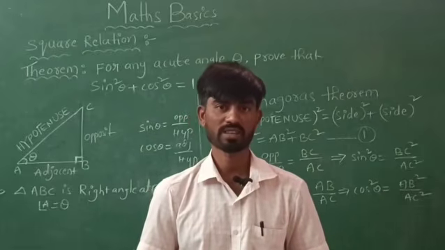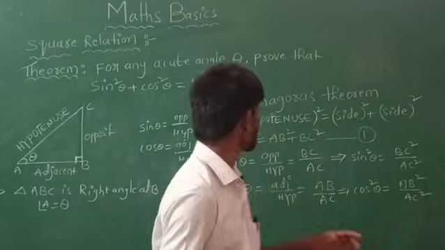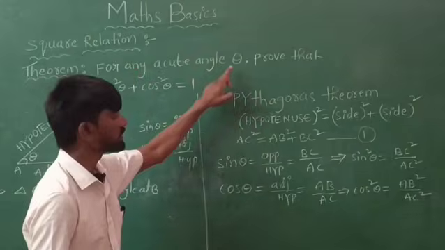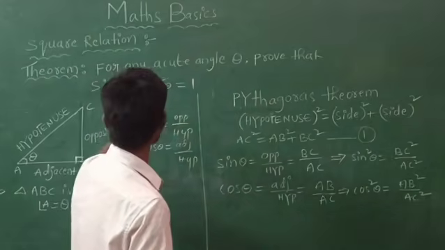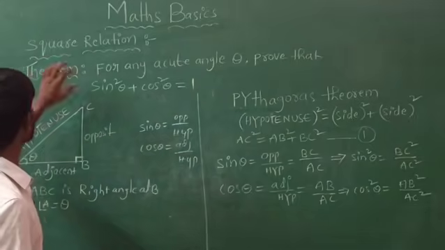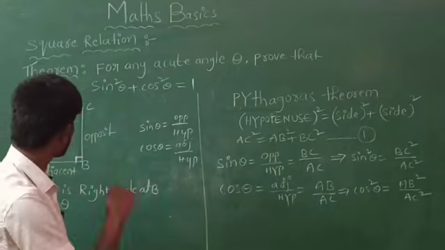Today my topic is trigonometry, a small concept. The theorem is: for any acute angle theta, prove that sin²θ plus cos²θ is equal to 1. This relation is called the square relation.